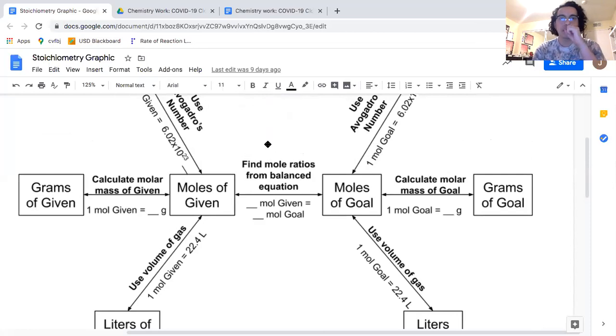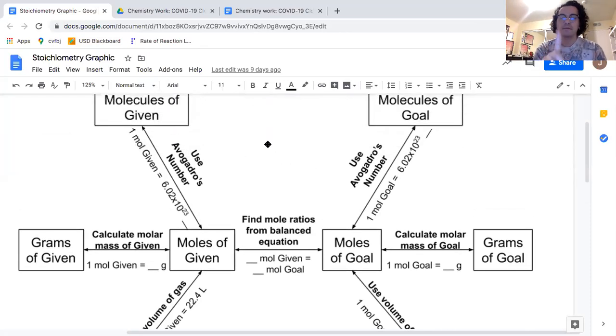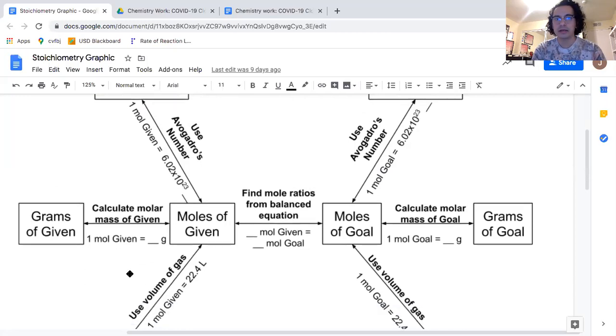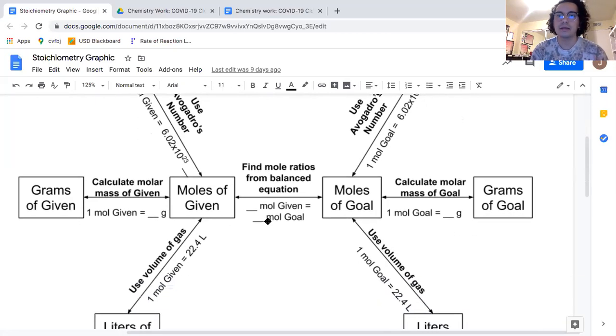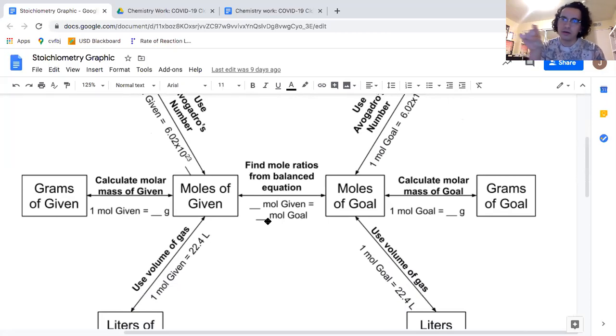So remember with stoichiometry, first thing, find your given and goal, find what box you're starting at, then which box you're ending at, follow those steps, and that way you can get that really long thing at the end to get your answer. Okay, good luck.